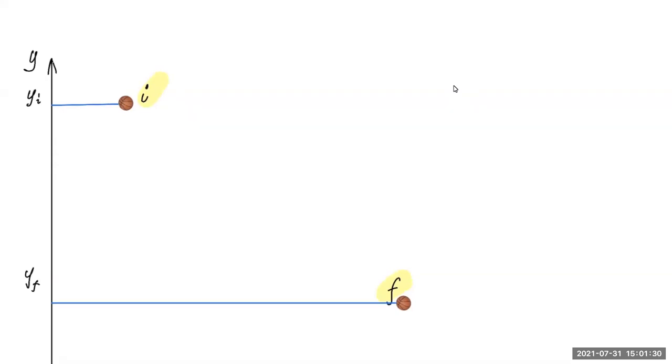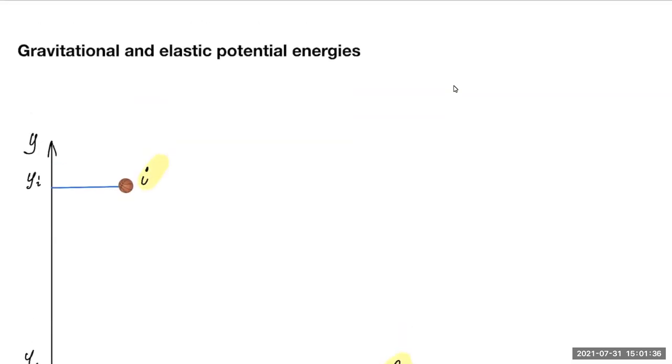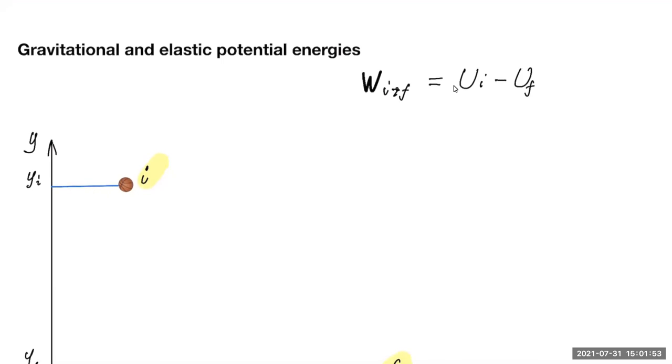To do so, let's first recall how we define potential energy. The potential energy is defined so that W initial to final equals U initial minus U final. This W is the work done by the corresponding conservative force. So that's a conservative force.